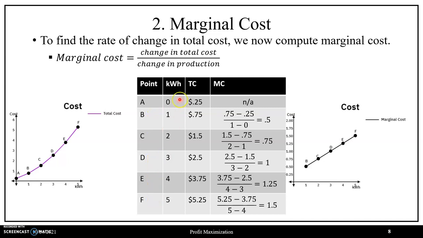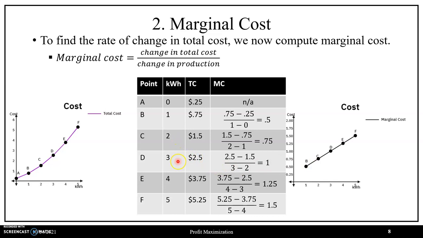Going from point A to B, output is changing from 0 to 1 units, and total cost is going from 25 cents to 75 cents, or to produce that first unit of electricity, 50 cents of additional costs are incurred, which corresponds to point B on our curve. Going from 1 unit to 2 units of electricity produced, total cost is going from 75 cents to $1.50, or that cost is changing by 75 cents for that second unit of electricity, which generates point C.